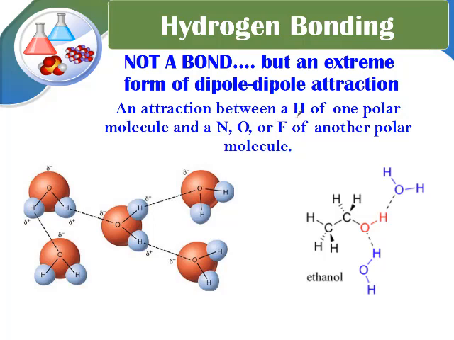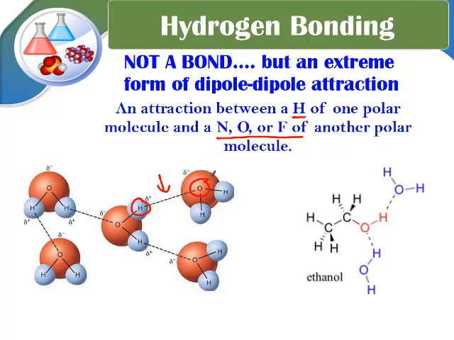Specifically, though, it's the attraction of a hydrogen in one polar molecule attracted to an N, O, or F of another polar molecule. So this is what we see in water. So this is a hydrogen bond. Notice that it's the hydrogen of one water is attracted to the oxygen of another water molecule.